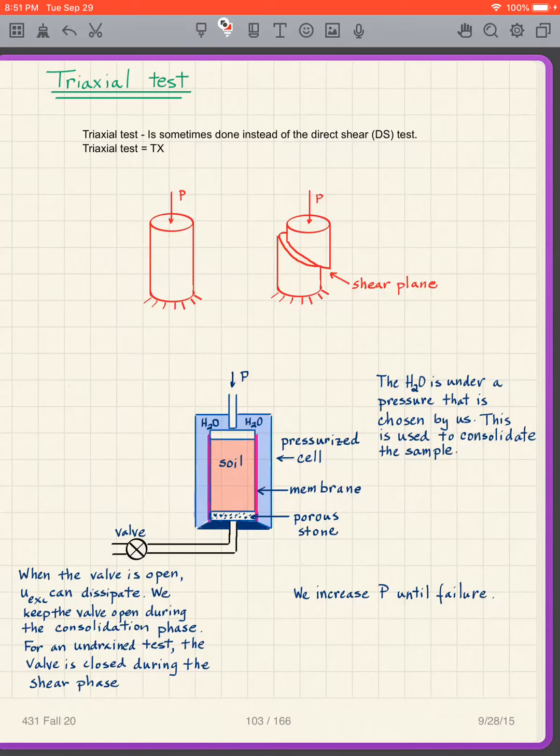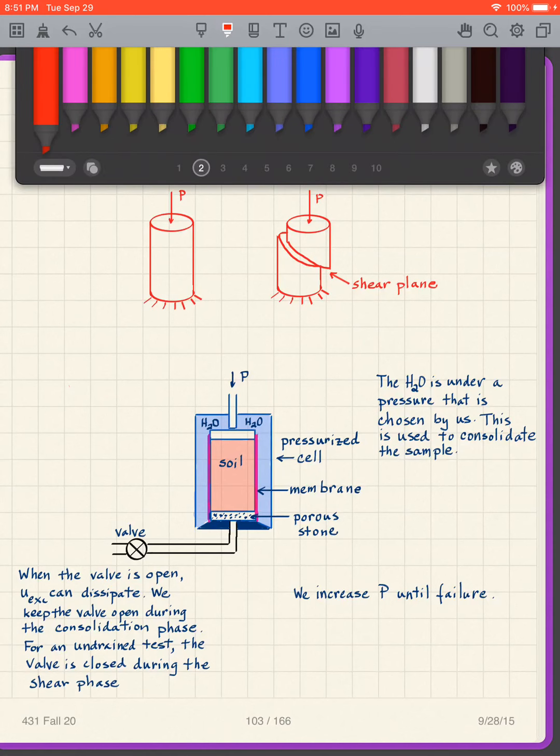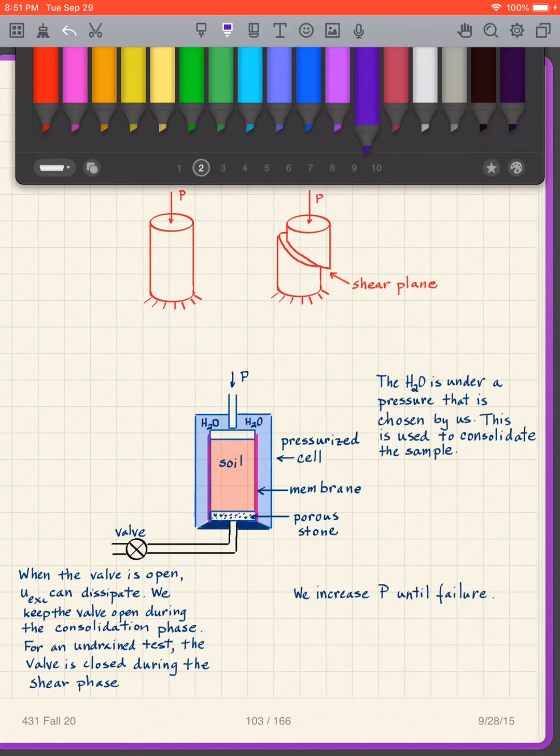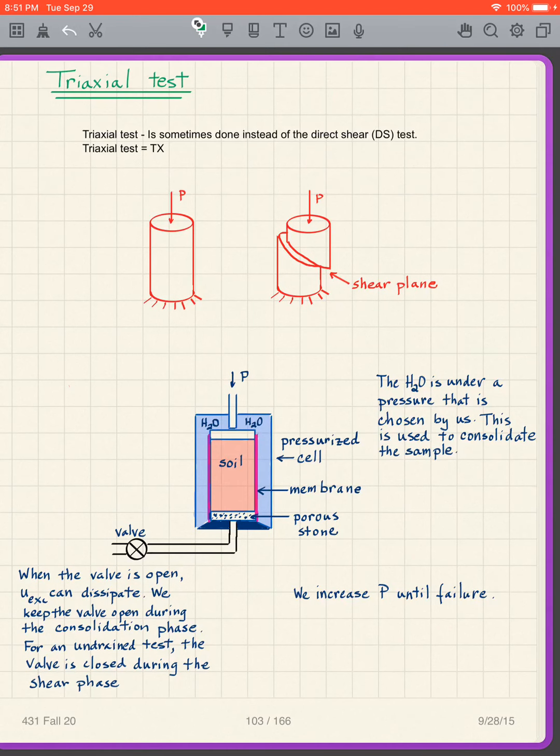The direct shear test is not the only test that we do to measure shear strength, and another popular test is called the triaxial test. The triaxial test, sort of schematically, looks like this. I'm going to draw it in a rough way.